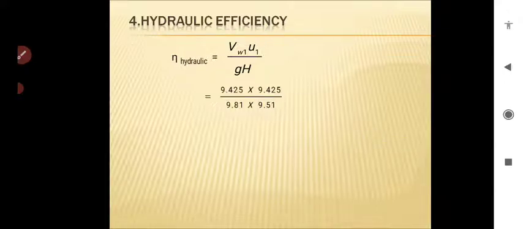And finally, the fourth one is hydraulic efficiency. Hydraulic efficiency is equal to VW1 U1 by gH. Substitute all the values in this equation: VW1 into U1, 9.42 into 9.42, by 9.81 into 9.51. Finally you get the hydraulic efficiency as 95.4%. This is the hydraulic efficiency value. I hope all of you understood this problem.